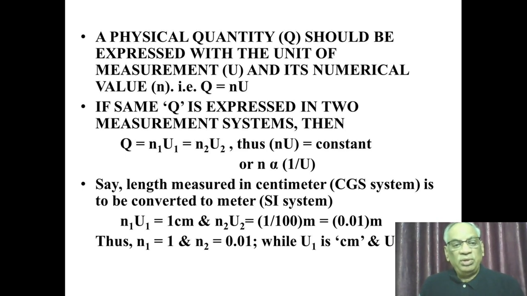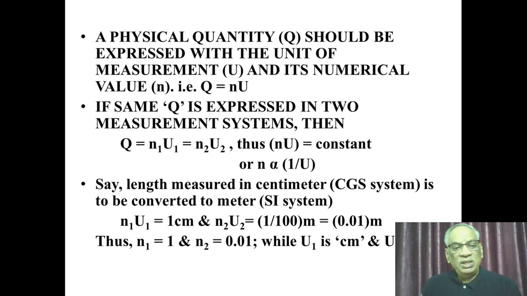So Q is equal to nu. When you want to express it from one unit in another unit, Q is fixed and cannot be changed. So n1 u1 is equal to n2 u2, where u1 is one measurement system and u2 is another measurement system.